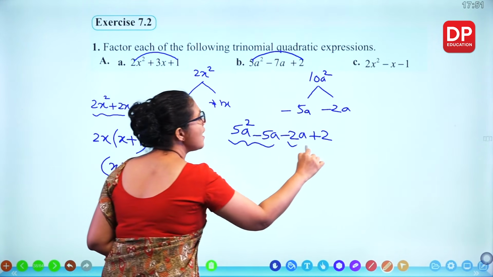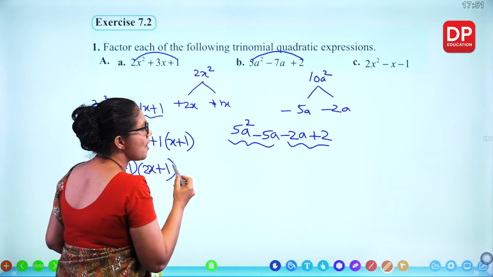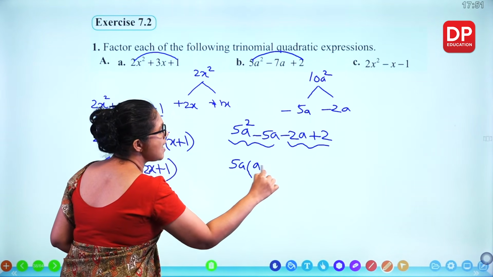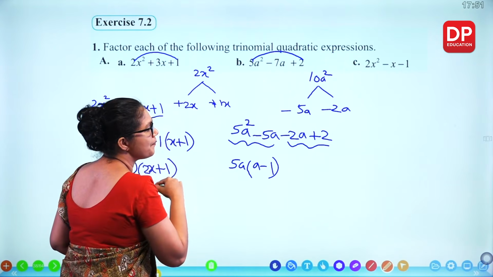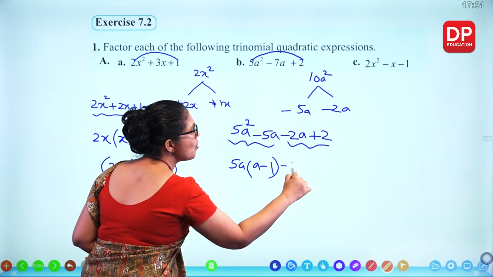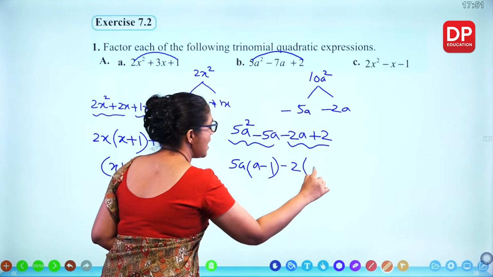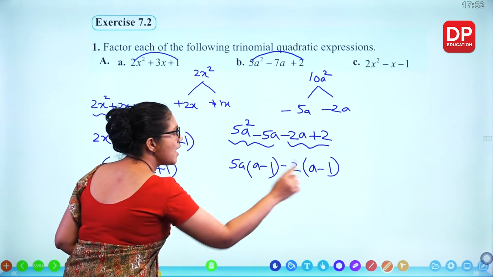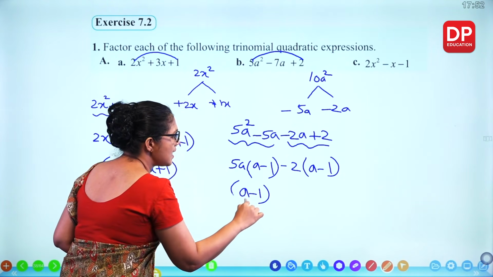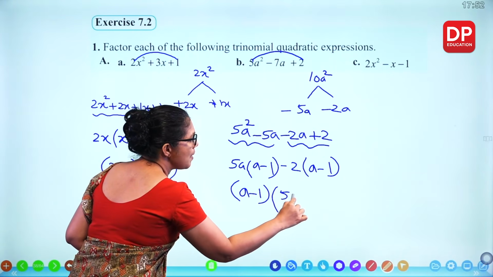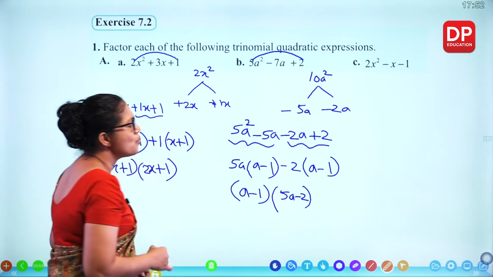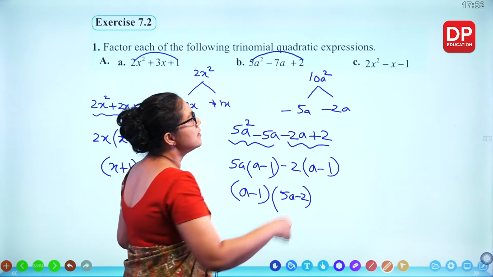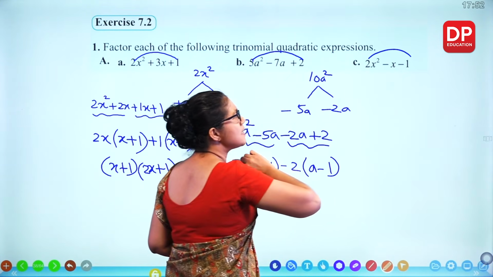Take first 2, last 2 separately and try to factorize. 5a is common. Take it out. A minus 1 is there. When you take minus 2 out, a minus 1 is remaining. So here a minus 1 is common. Take it out. 5a minus 2 remaining. Now look at the next one. So same as before, multiply.